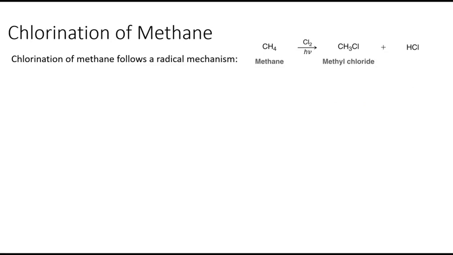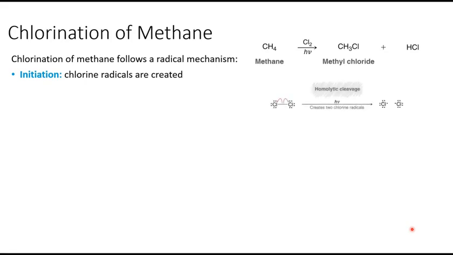Let's consider the chlorination of methane. Chlorination of methane follows a radical mechanism, where methane gas undergoes a reaction with chlorine in the presence of light to form methyl chloride and HCl. Initiation. Chlorine radicals are created. Chlorine undergoes homolytic bond cleavage to form 2 chlorine radicals.